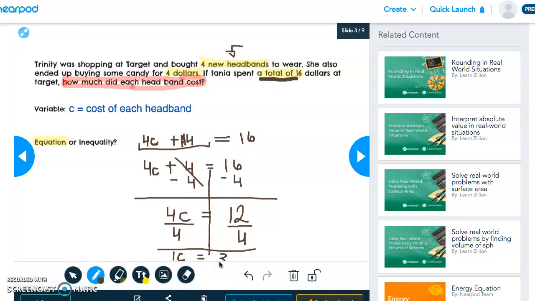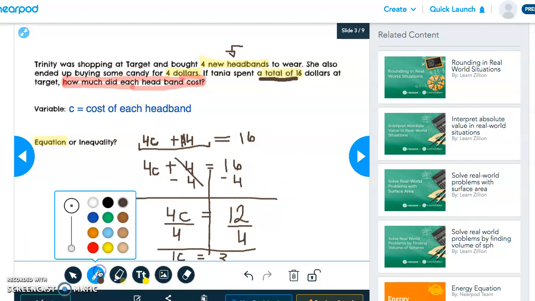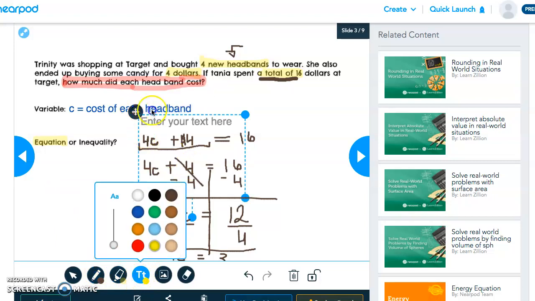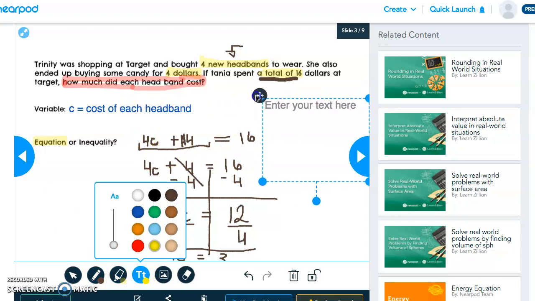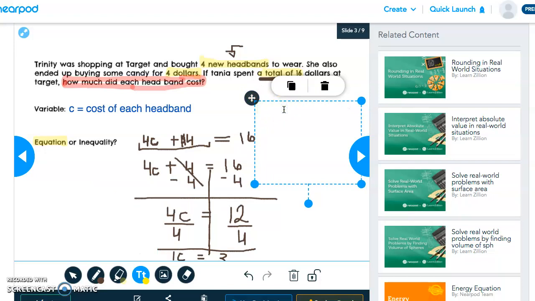So what does that mean? That means that each headband costs $3. That is what this means. So at the end, you could even type right here, each headband costs $3.